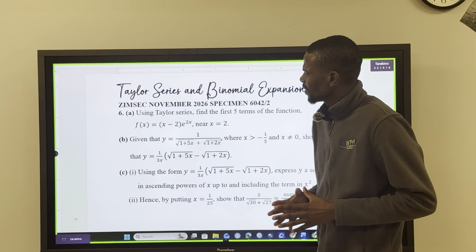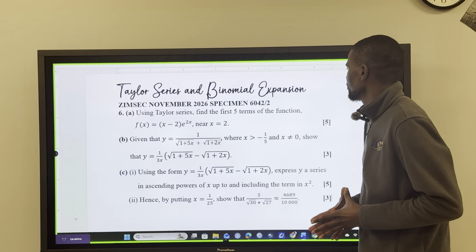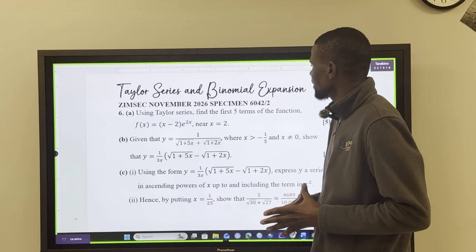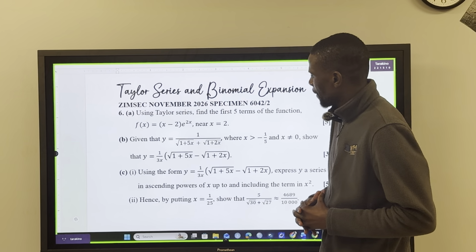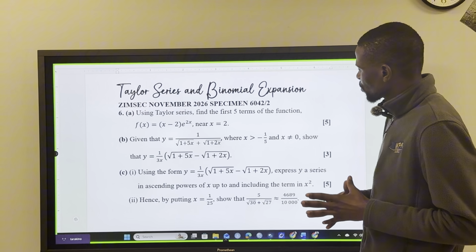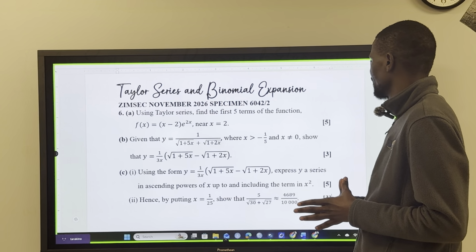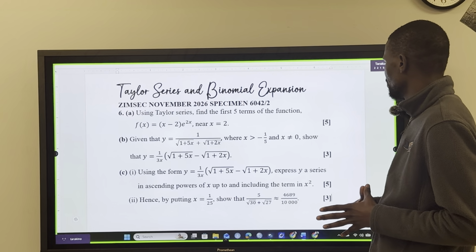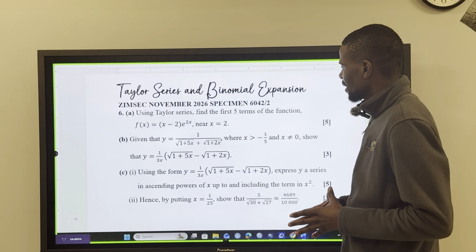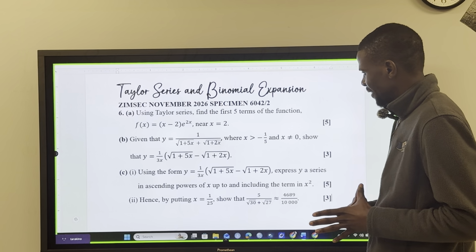All right, the question reads 6a. Using Taylor series, find the first 5 terms of the function f of x equal to x minus 2 by e to the 2x near x equal to 2. B, given that y equal to 1 over square root of 1 plus 5x plus square root of 1 plus 2x, where x is greater than negative 1 over 5 and x is not equal to 0, show that y equal to 1 over 3x times square root of 1 plus 5x minus square root of 1 plus 2x.